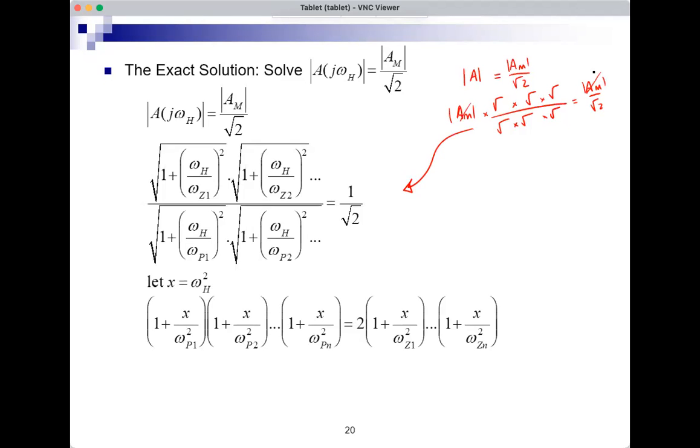So it's a polynomial, which may be second degree, third degree, degree 4 or 5, and a simple calculator can solve this because it's a polynomial equation. I know omega p1, omega p2, omega pn, omega z1. These are numbers, I know them. So I just need to find the value of x by solving the polynomial, and then omega h would be the square root of x. This will be the exact value of the 3 dB frequency omega h. Solve the polynomial equation and then take the square root of the value of x that you get.